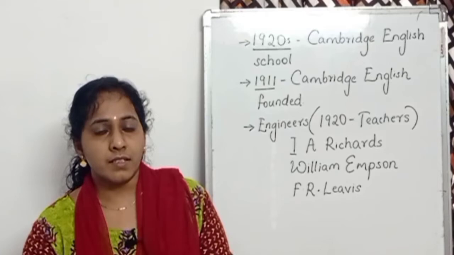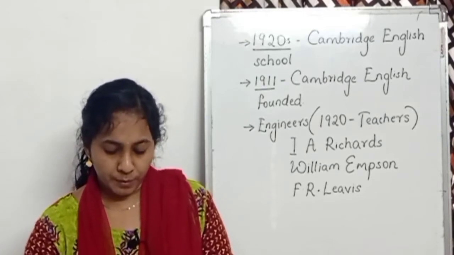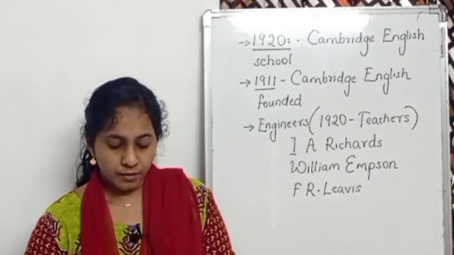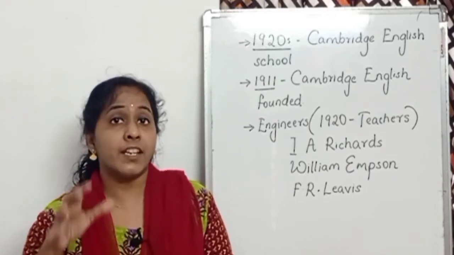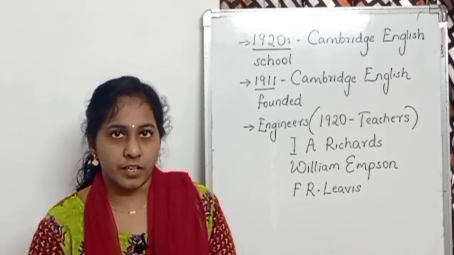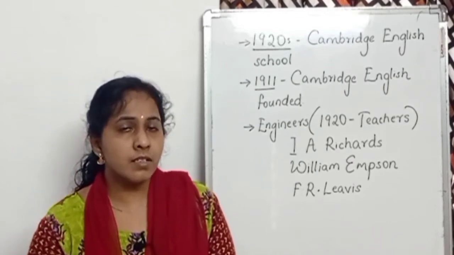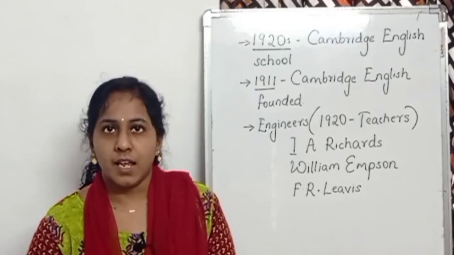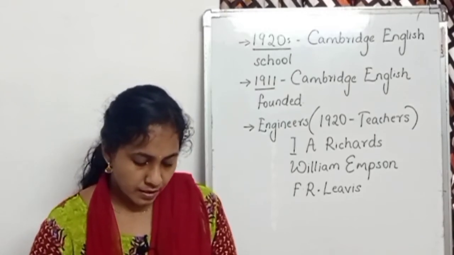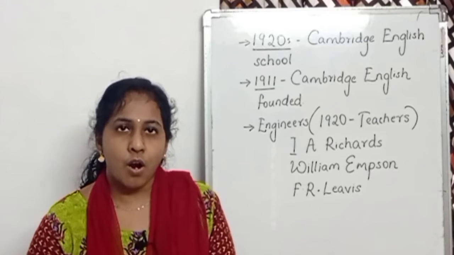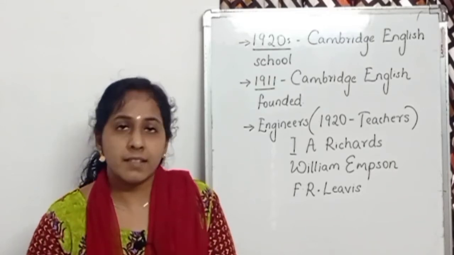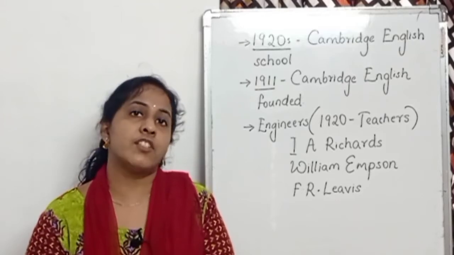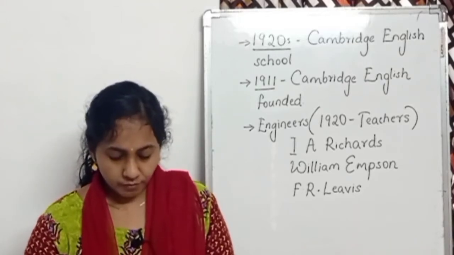So in the 1920s, there were a group of people who began teaching at Cambridge, and those teachers were the engineers of this change. Why were they called engineers? Engineers are people who design a structure or a machine, and here engineer means a person who causes, sets up or devises change.